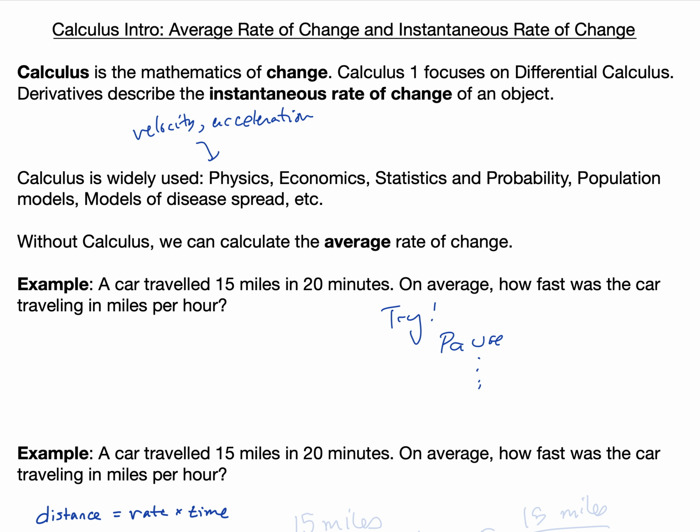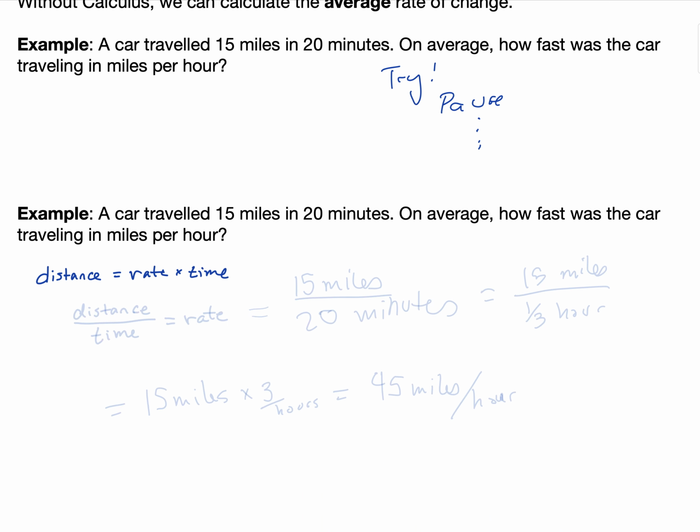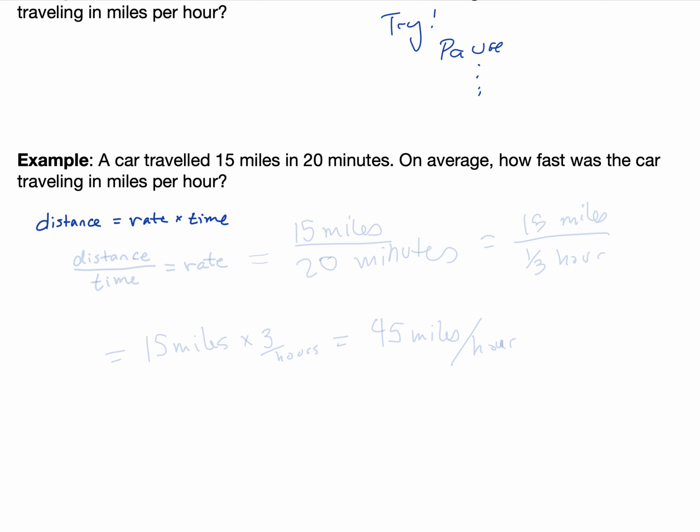Okay, so to solve this problem, you might have said to yourself, I know that distance is equal to rate times time. In other words, the distance traveled is equal to the speed at which I was traveling times the amount of time which I traveled. But I wanted to find how fast the car was going, in other words, the rate. So I could divide both sides of that equation by time and get rate by itself. Rate is equal to distance over time.